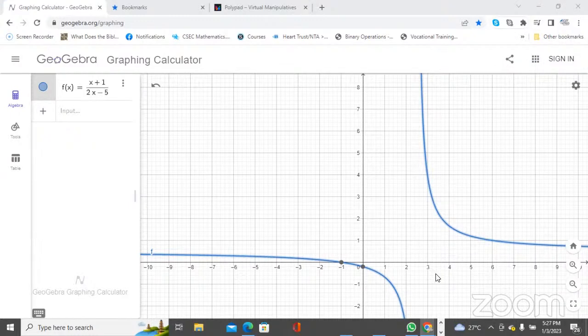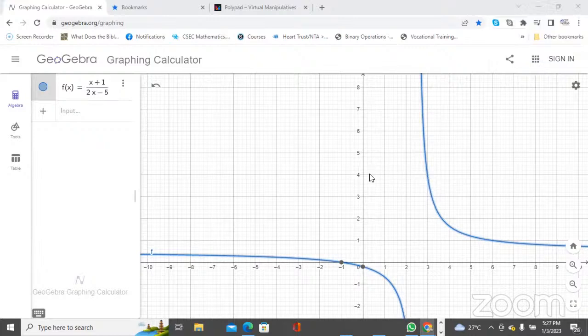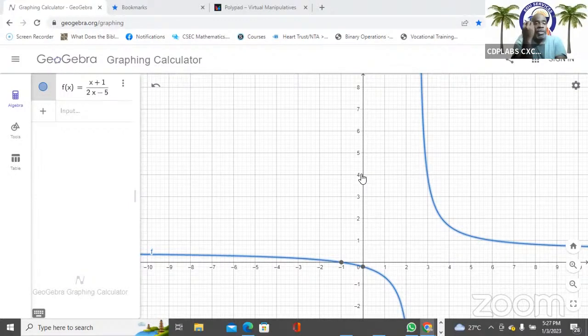So when you're reading from the graph, you go up. When x is 3, y is what? 4. When x is 3, y is 4. So just using the graph is an alternative to the calculation.